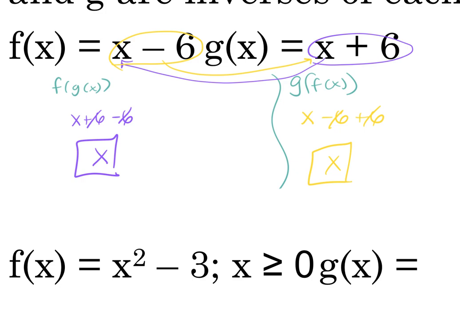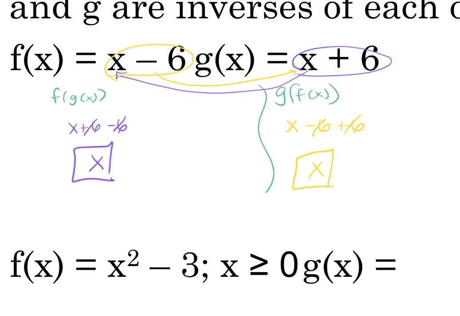So for f of g of x, the g gets plugged into the x on the f of x. So I'd get x plus 6 minus 6. The positive and negative 6 cancel out, and I get x by itself, which is what you should get. If you don't, you did something wrong if they are inverses. And then g of f of x says take f of x and plug it into the x of the g. X minus 6 plus 6. And these cancel. And again, you get just x.